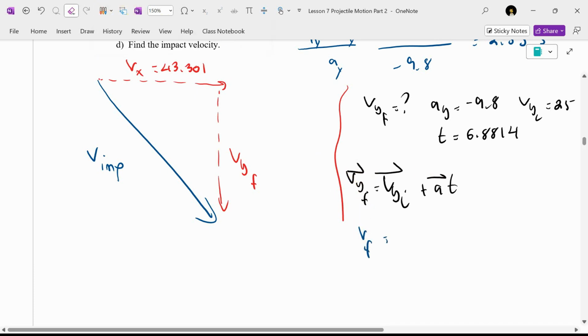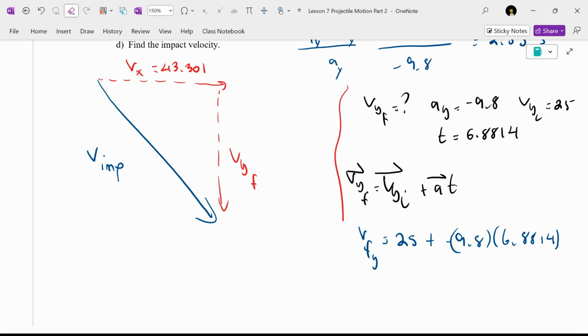So we're going to have this. Vy final equals 25 plus negative 9.8 times 6.8814. Luke, this is going to be stupid obvious. Don't overcomplicate it. What direction was this projectile traveling vertically when it hit the ground? How would I show down mathematically for a velocity? I'm expecting a negative on my calculator. If I don't get a negative on my calculator, I'll be nervous. I think you get a negative.